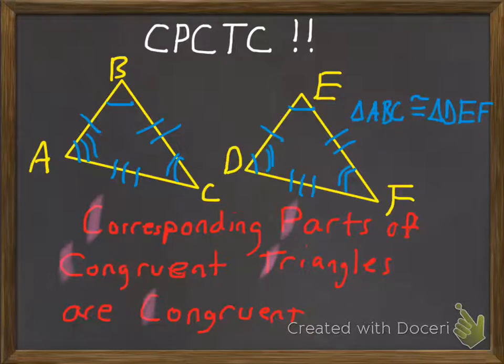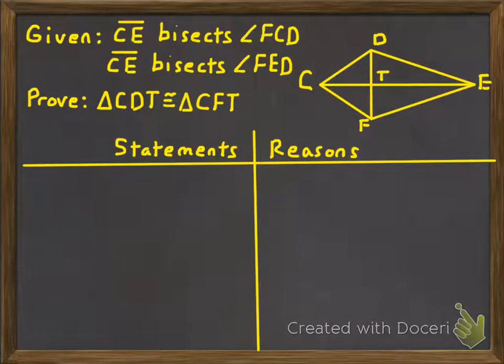And what that boils down to is that if you know two triangles are congruent, then you know all the sides and the angles are congruent to one another. That is a very useful thing. I'm going to show you that right now within this proof. We're going to do two proofs in this video, each in which we're going to use congruent triangles to prove something else. All right, you see in this picture that we're going to prove that triangle CDT, this little triangle up here, is congruent to triangle CFT down there.